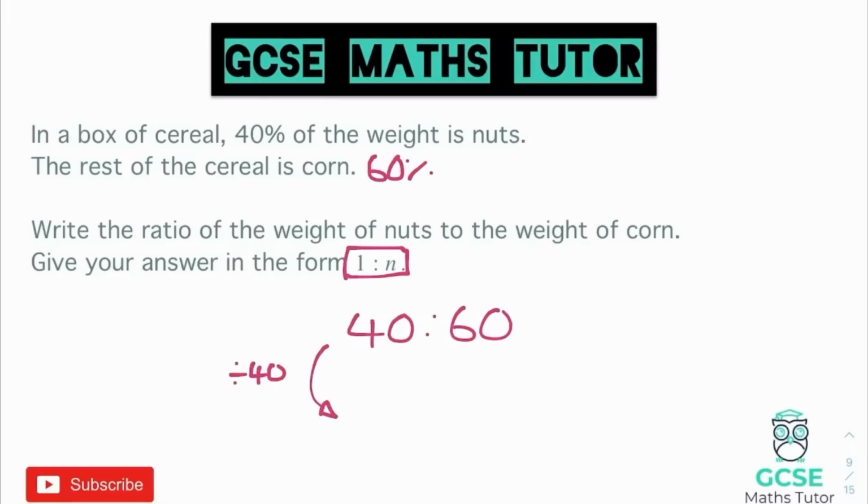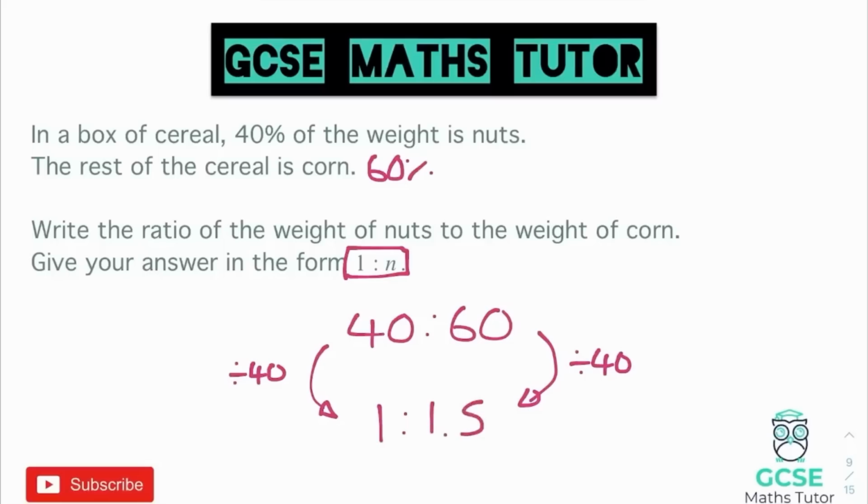And when we're simplifying a ratio, we're going to do the same to both sides. So we're going to divide the other side by 40 as well. So we already know that's going to make 40 become 1. And for the 60, you can just type that in on your calculator. So 60 divided by 40, and it comes out as 1.5.